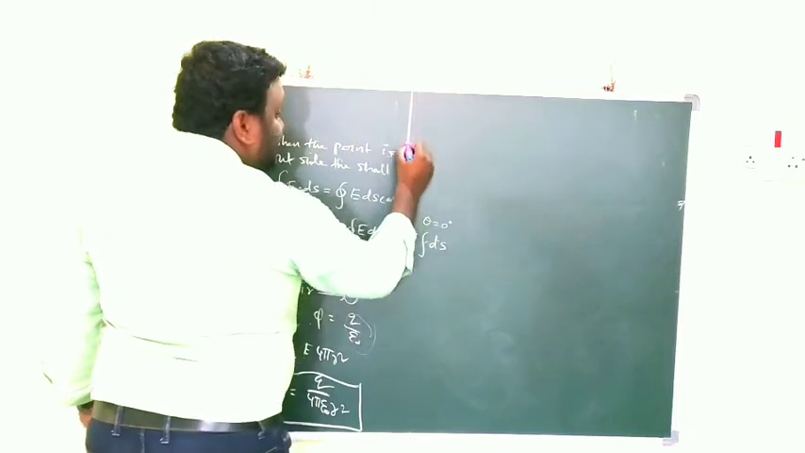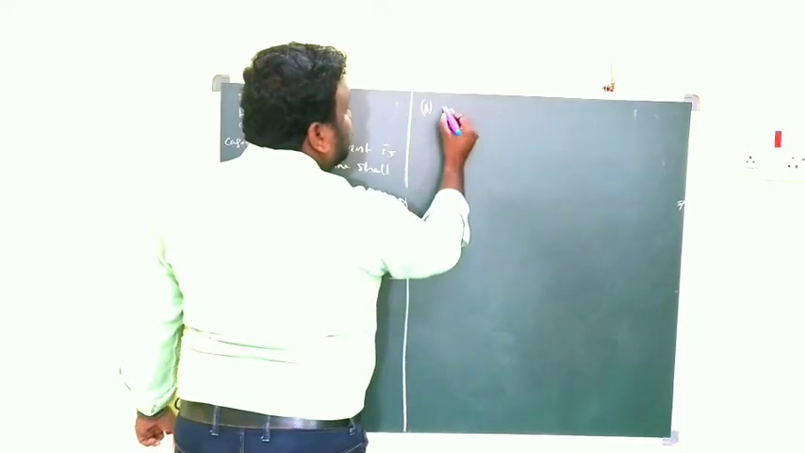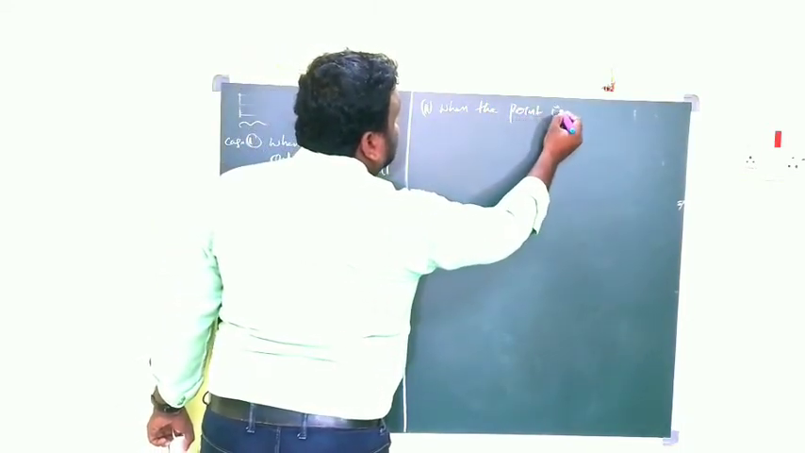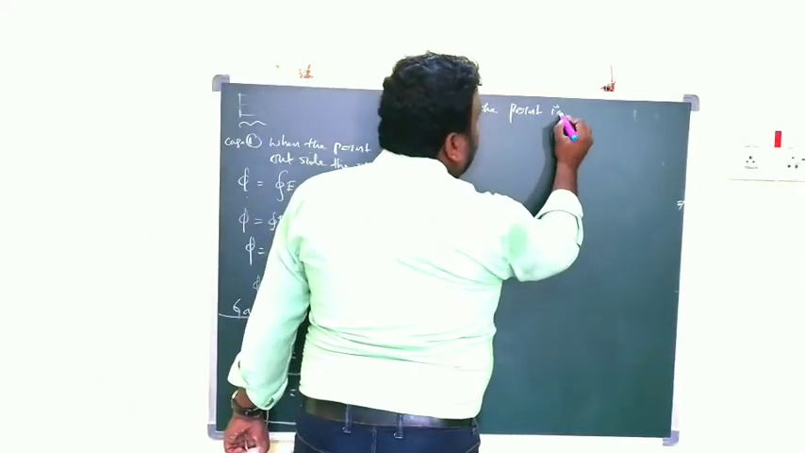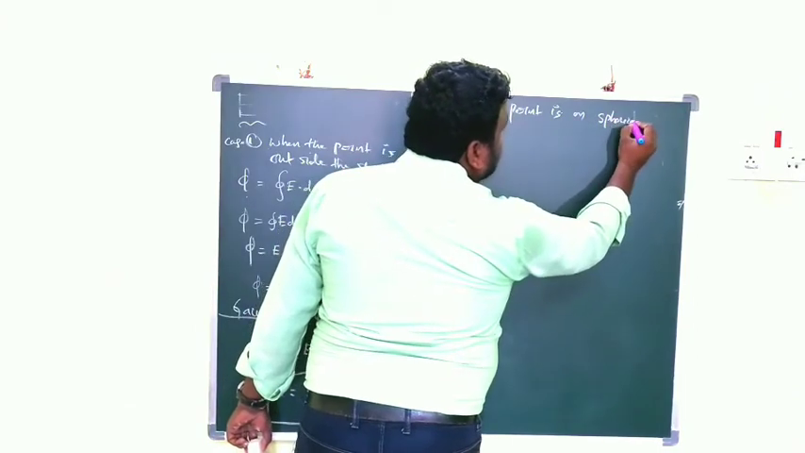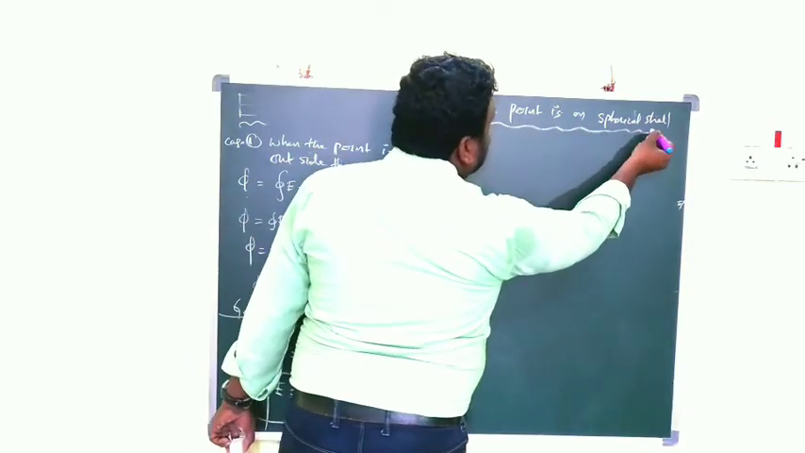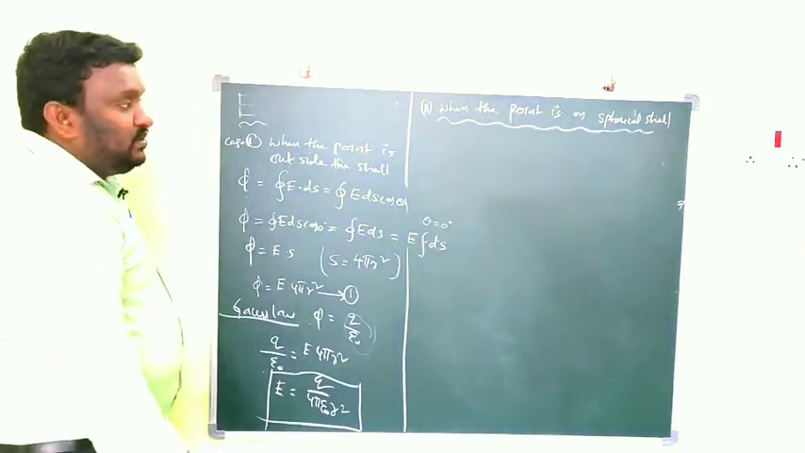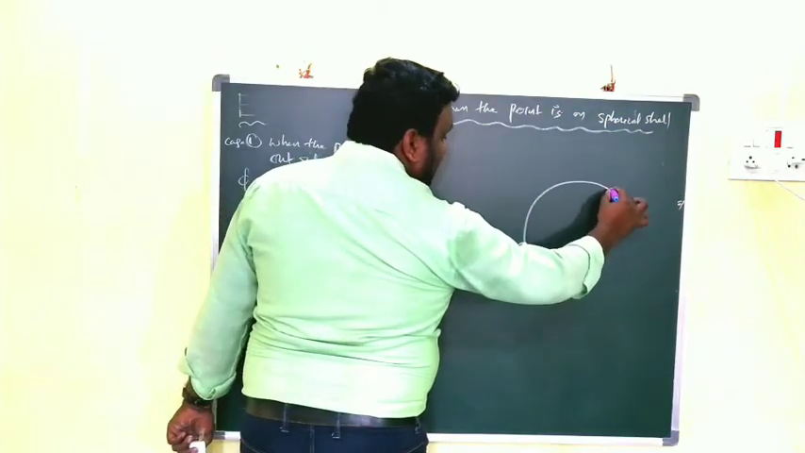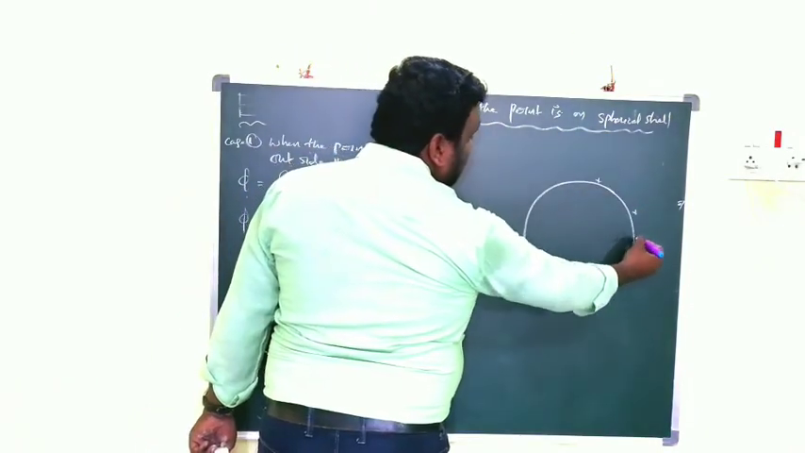Now we have the second condition. The second condition is when the point is on the sphere or spherical shell, then what is the electric field intensity? So now again I am taking this charged sphere. Again I have mentioned that it is positively charged.